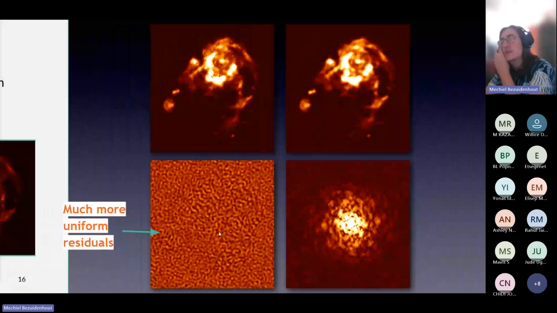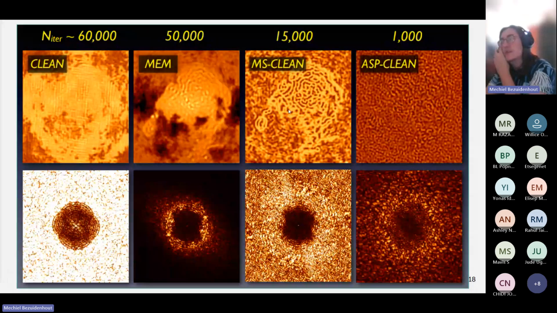Right, so here's an example of some residuals using different clean algorithms. And the numbers at the top show how many iterations it took to converge on a solution or on a final cleaned image. And you can see in each of these residuals, the residuals are kind of distributed differently.